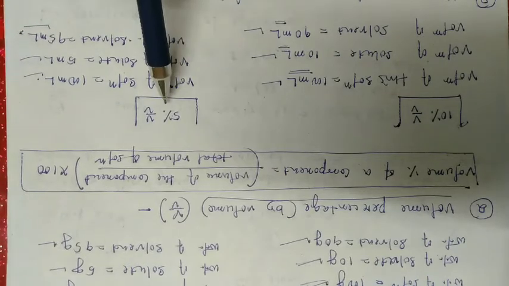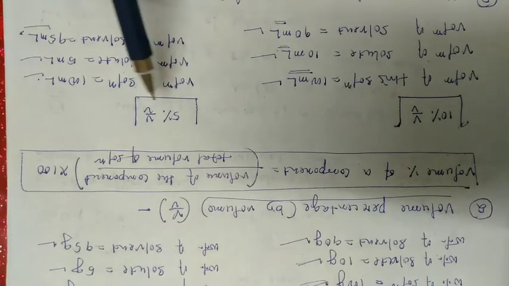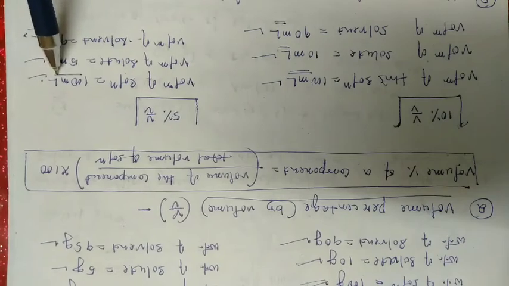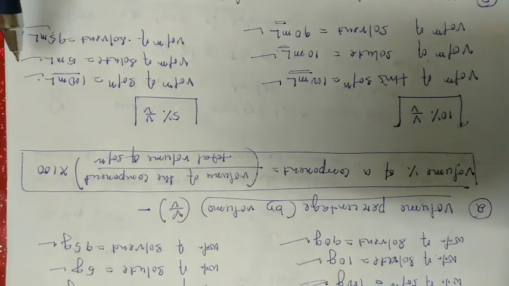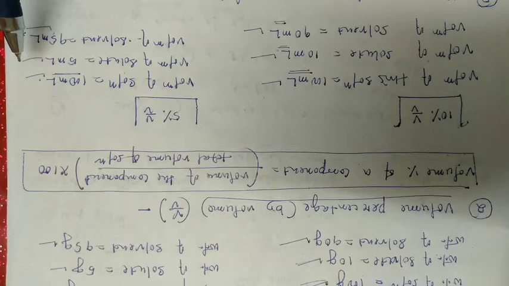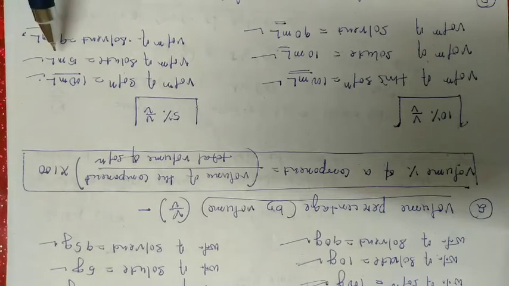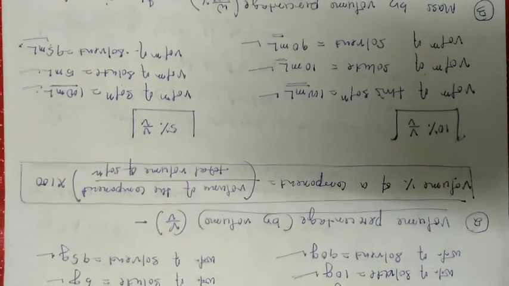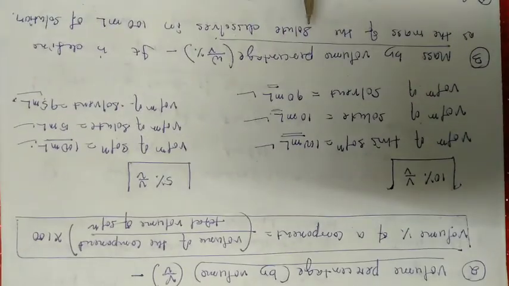So volume percentage provides the amount of solute and solvent in milliliter in 100 milliliter of a solution. In 100 milliliter solution, how many milliliter solute and how many milliliter solvent, it is provided by the volume percentage.